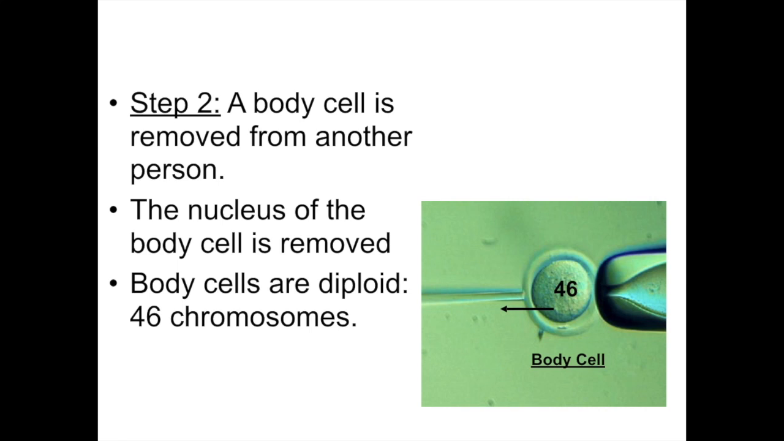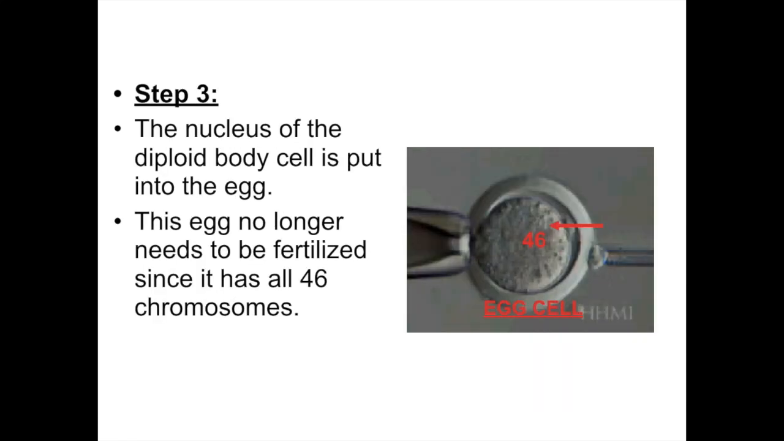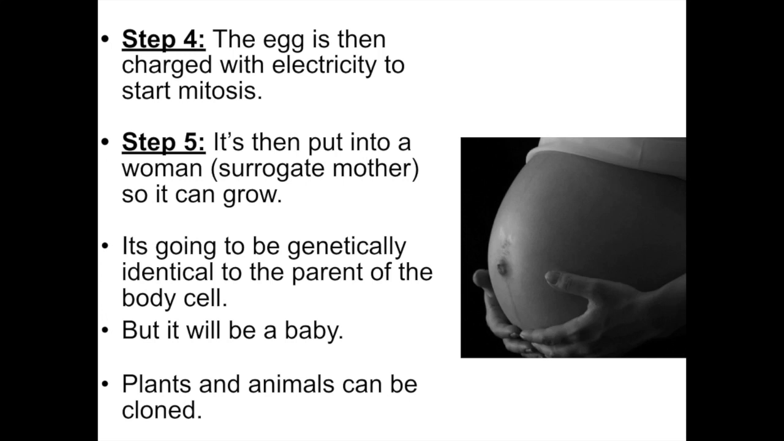Then that goes to step 2. They take the body cell, the stem cell of a different person, or the person they want to clone, or the animal they want to clone. They take the genetic information, which is 46 chromosomes, 23 pairs. So this is a complete human person, or animal, or plant, and they take the DNA, the nucleus, and they remove it from the body cell, the stem cell, and they put it into the female egg. So here's step 3. They put the body cell, the stem cell genetic information, the nucleus, into the empty female egg. That's step 3. Now step 4, the egg is charged with electricity to start mitosis, to start cell division.